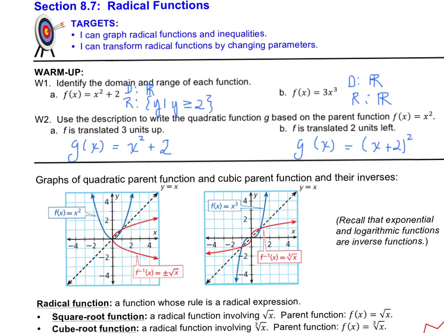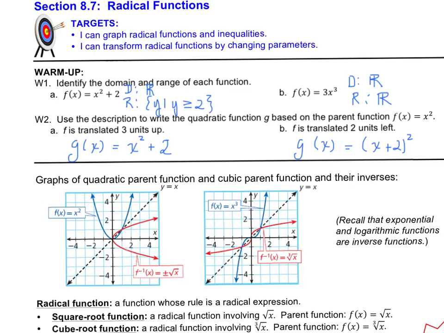Looking at the second warm-up where we are writing a function g that is a transformation of the parent function f of x equals x squared. To translate that 2 units up, we have g of x equals x squared plus 2. And to translate it 2 units to the left, we have g of x equals quantity x plus 2 squared.